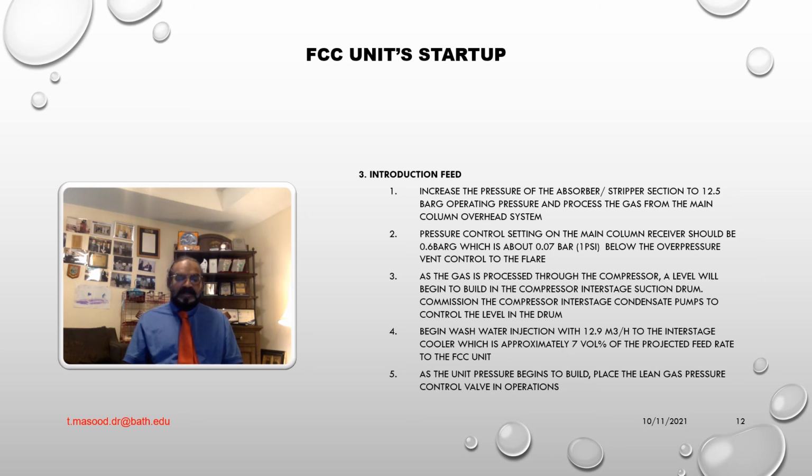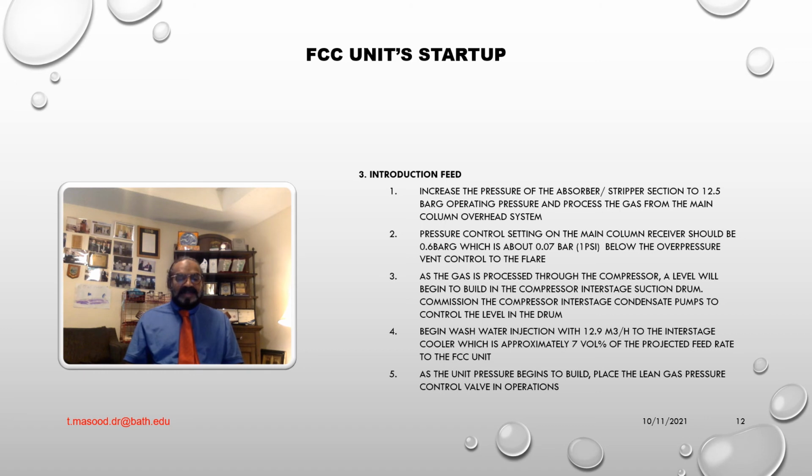Number 1, increase the pressure of the absorber stripper sections to 12.5 bar G operating pressure, using the process gas from the main column overhead system, line up the LCO unit or sponge absorber and establish a circulation. Number 2. Pressure control setting on the main column receiver should be 0.6 bar G, which is about 0.07 bar, 1 psi, below the overpressure vent control to the flare.